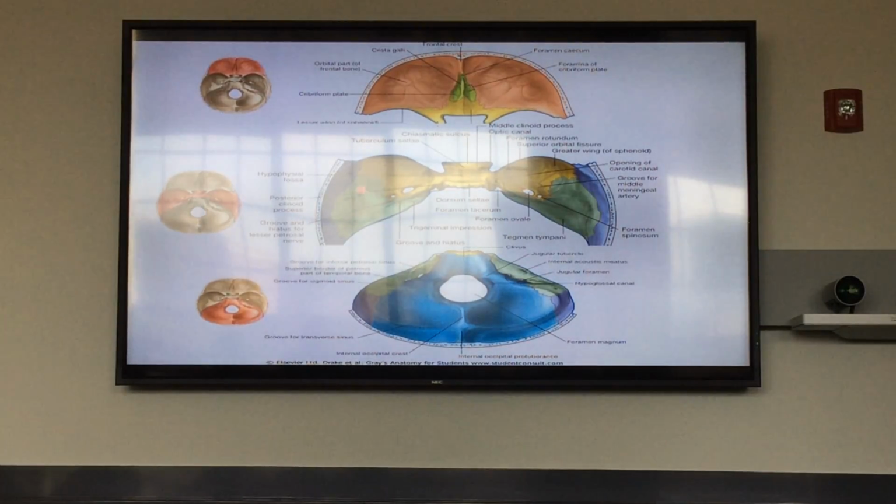So these are the main regions that you should be familiar with. Know the three foramina, and know the hypophyseal fossa and what it's related to, which relates back to the pituitary gland.